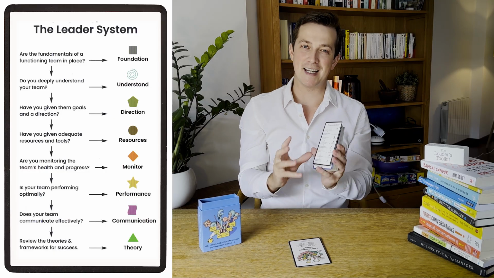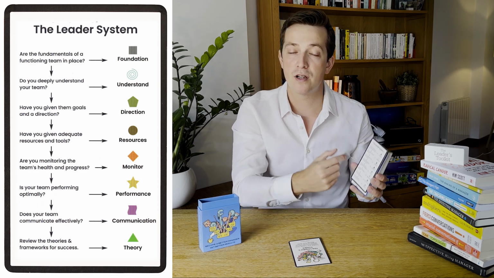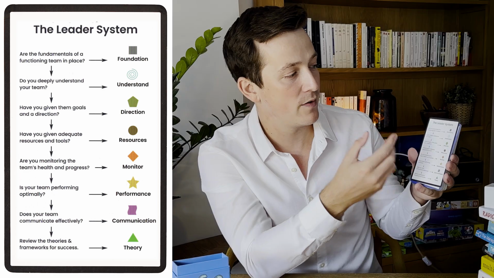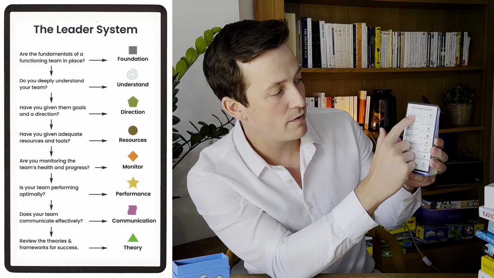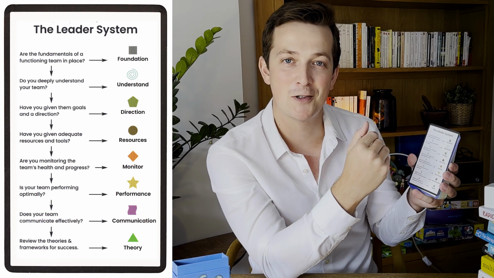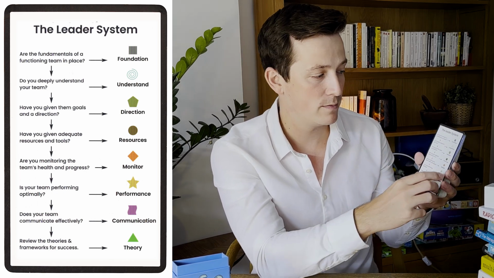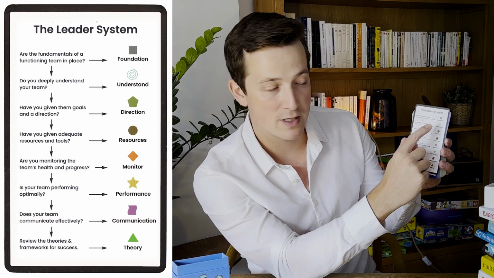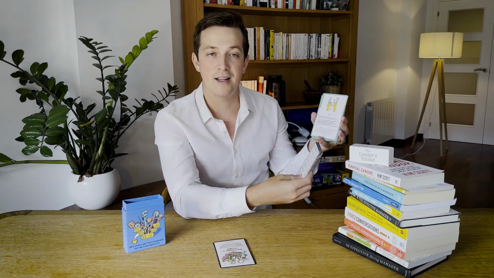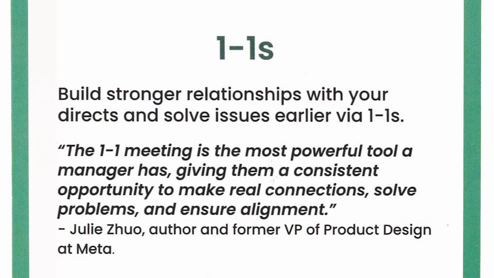The Leader System is incredibly straightforward and simple to use. By following these questions, you're guided to the correct tools that you need to solve each problem. For example, are the fundamentals of a functioning team in place? Yes. On to the next one. Do you deeply understand your team? No. Okay, so we follow the arrows and we see understanding. Now, in the understanding category, we have these cards that cover starting with one-on-ones.